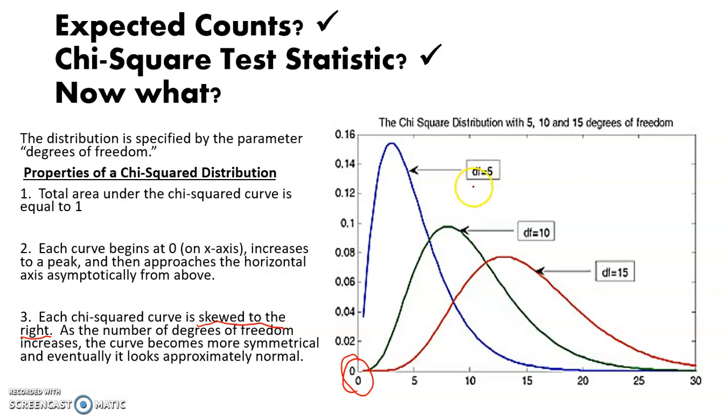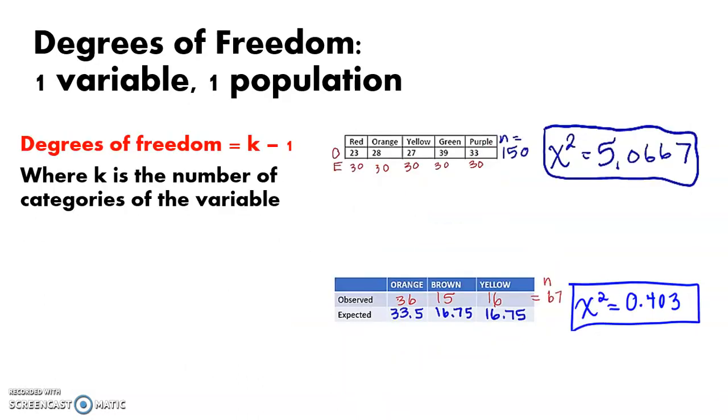Okay, so again, the idea is that the larger the degrees of freedom, the more spread out the graph is, the less of a high peak on the left side tailing out to the right. It becomes more and more symmetrical the higher that degrees of freedom is. So the degrees of freedom for a situation where you have one variable for one population of interest, instead of being n minus 1, like it was in chapters previous to this when we talked about t-tests, is k minus 1, where k is the number of categories of the variable.